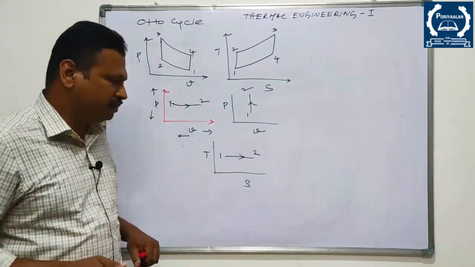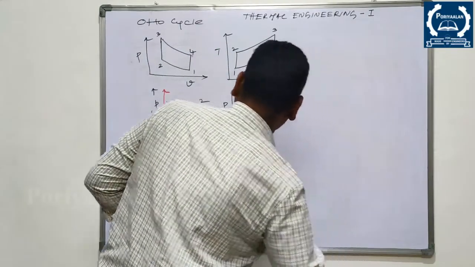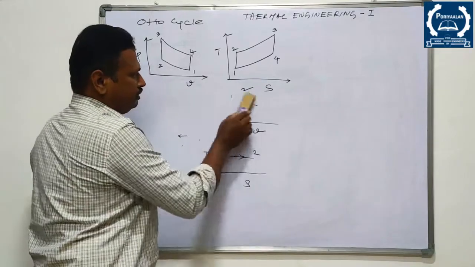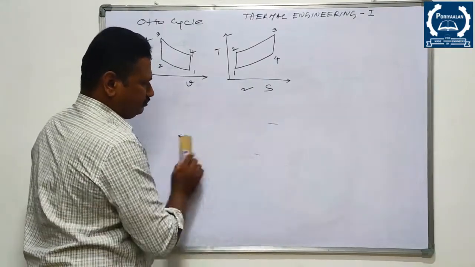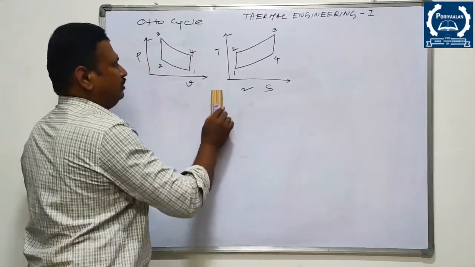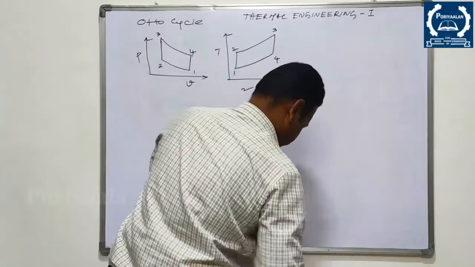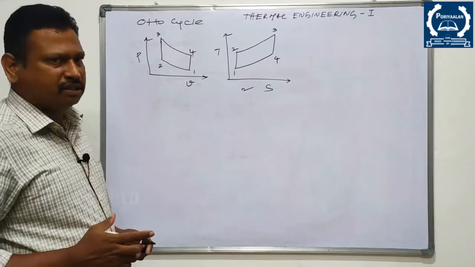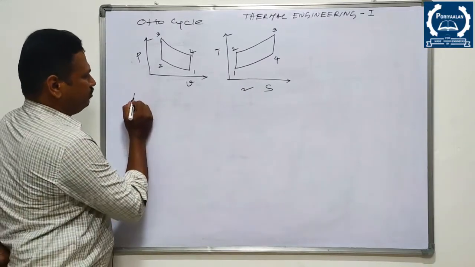So let us come to the PV and TS diagram of an Otto cycle. Hope you will understand, I think. Right. Now let me start with the process 1 to 2. Process 1 to 2.